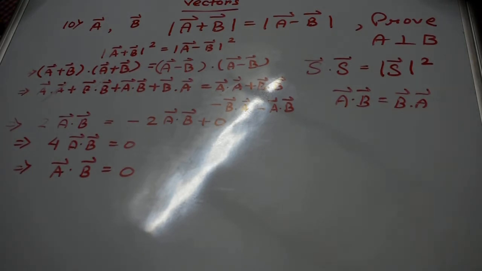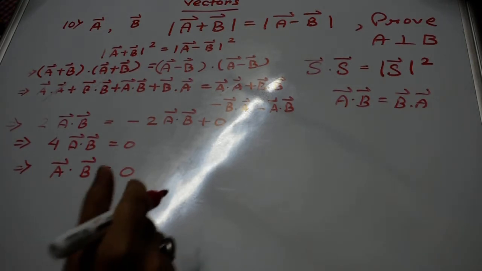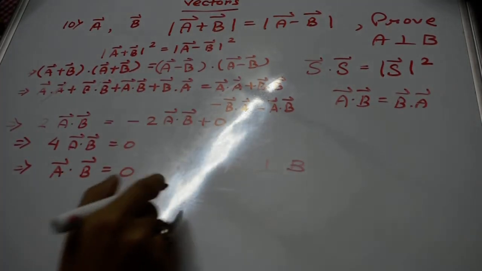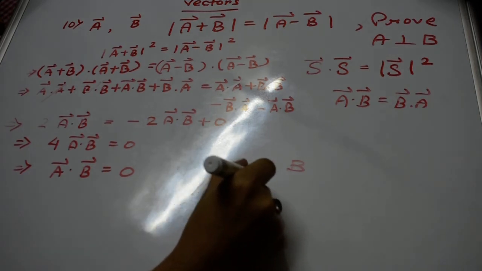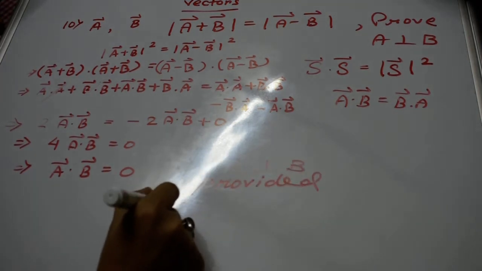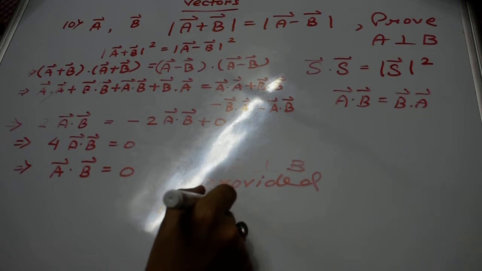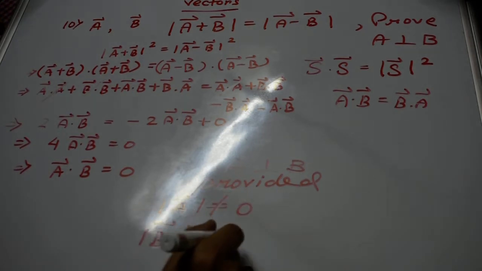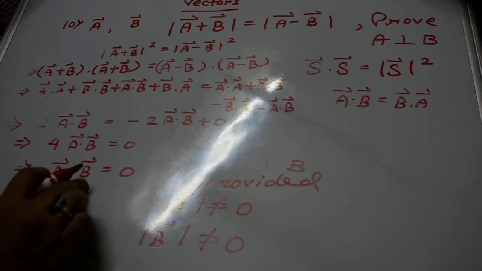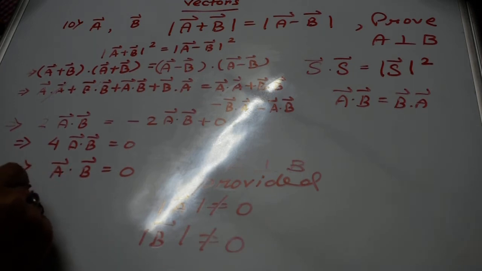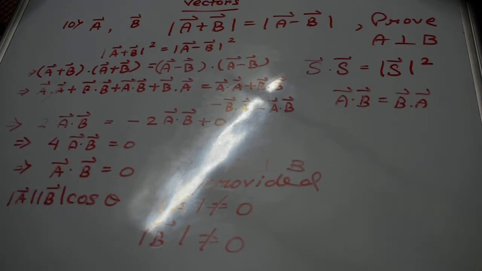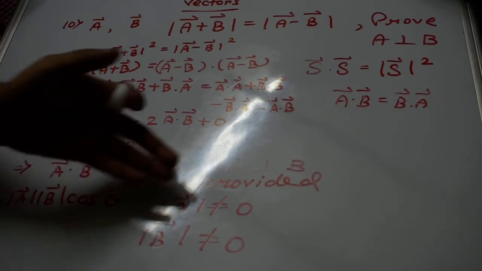Whenever the dot product of two vectors is 0, what we can conveniently write is that vector A is perpendicular to vector B, provided magnitude of A is not equal to 0 and magnitude of B is not equal to 0. Because the dot product of two vectors means the magnitude of the first vector times the magnitude of the second vector times cos theta. So if the magnitude of A or B turns out to be 0, then obviously the dot product will be 0.